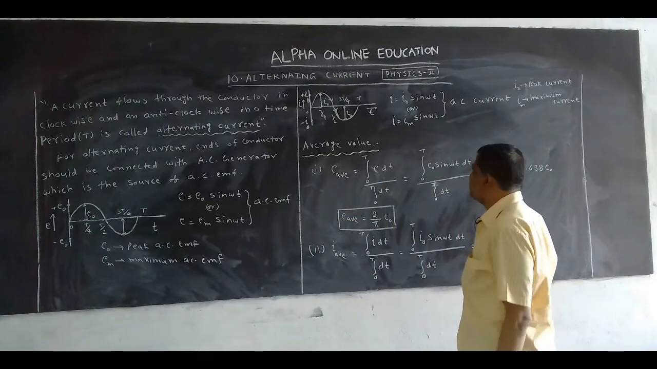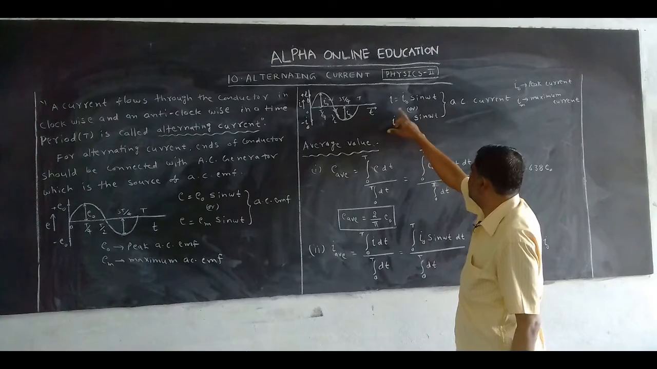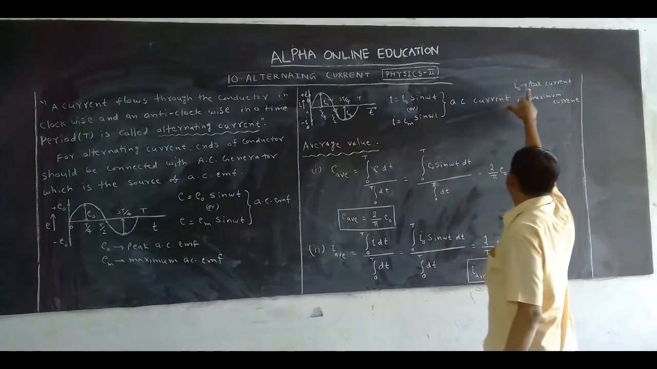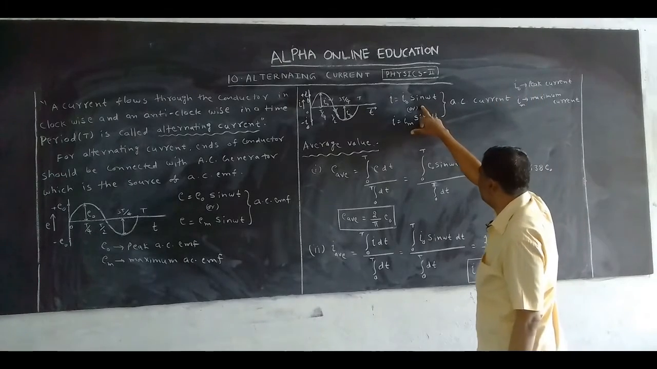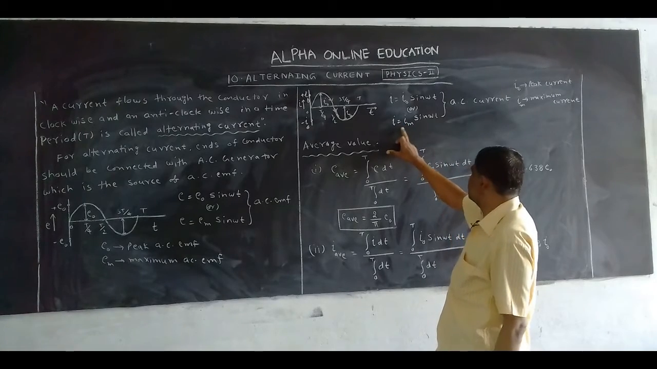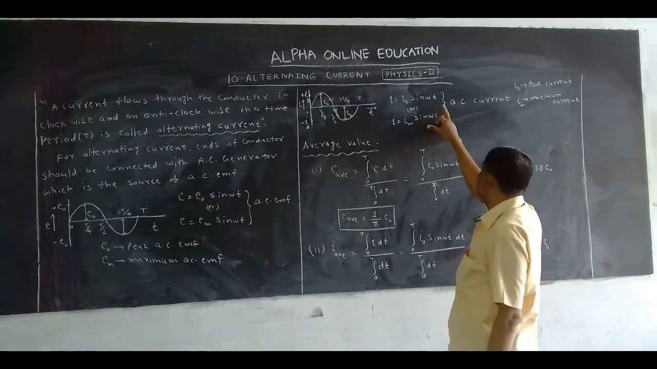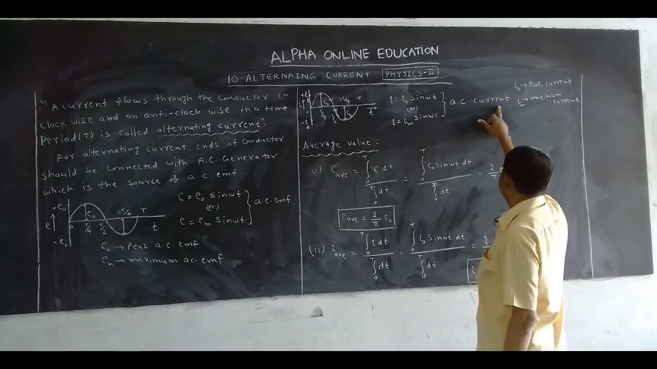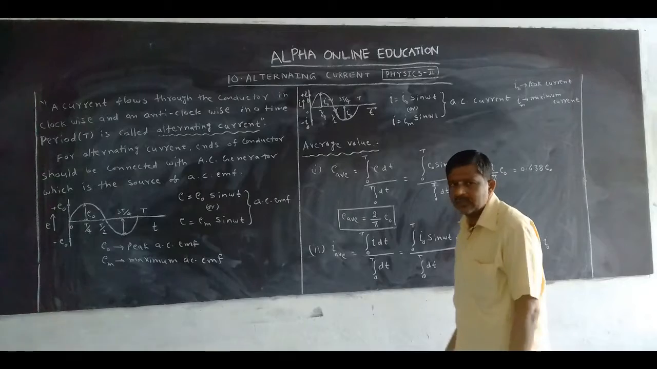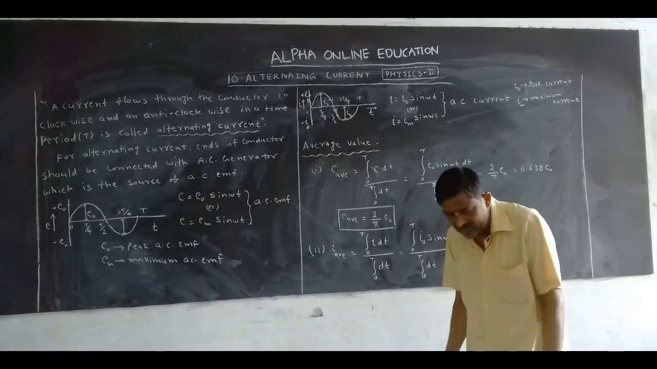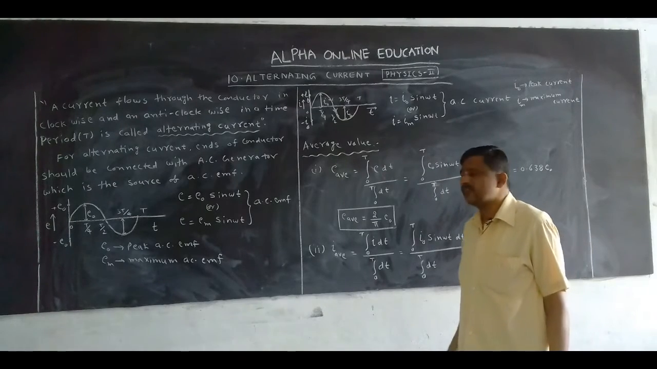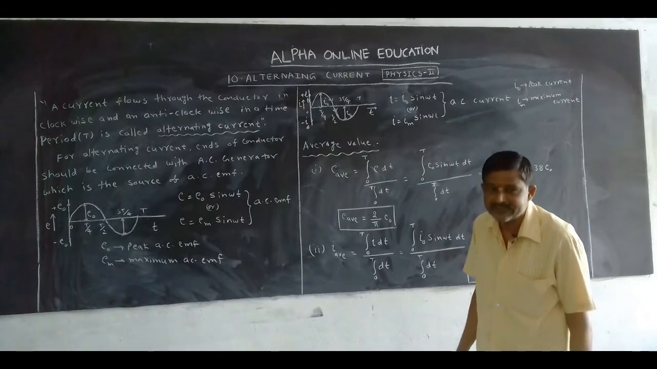Now what is the equation of AC current? I is equal to I naught sin omega t. What is I naught? I naught is the peak current. Otherwise, instead of I naught, we can write Im: I is equal to Im sin omega t. These two are taken as the equations of AC current. What is Im? Maximum current. In the case of AC EMF and AC current, we write the average values.